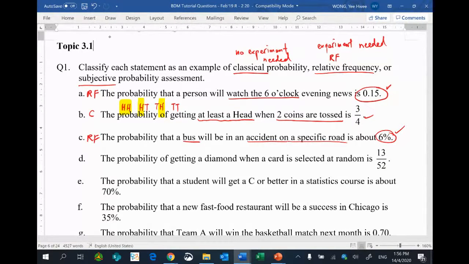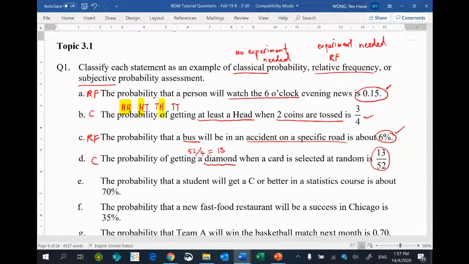We have 52 cards and 4 types of shapes, so each type will have 13 cards. So a diamond is 13 out of 52. It's just one type of shape, right? Do you run any experiment or data collection to know this? No. We just do a very simple calculation: 52 cards, 4 shapes, so each shape is 13. So 13 out of 52. This is the answer. So this is also classical.